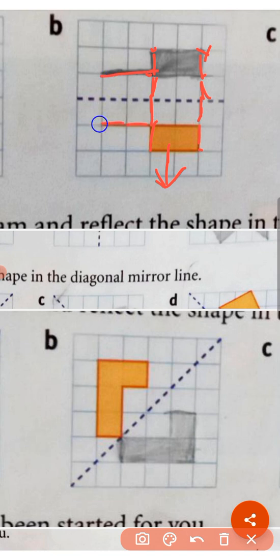1, 2. Which is 1 centimeter away from the mirror line. Each unit is equal to 1 centimeter. Now use a ruler to join the reflected points. 1, 2, 3, 4 and draw a straight line. Then you will get the reflection of the given object.